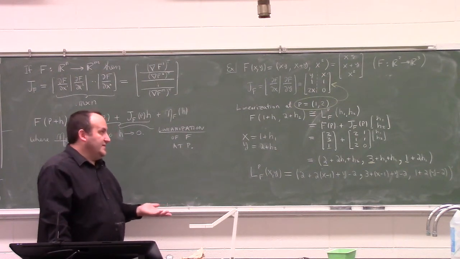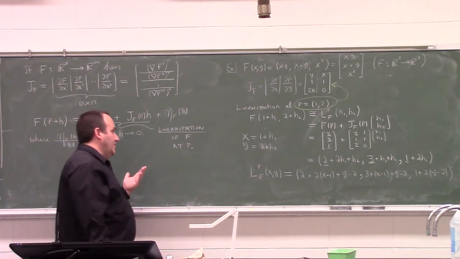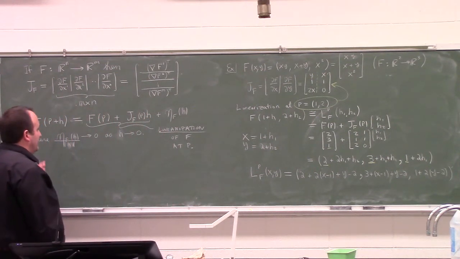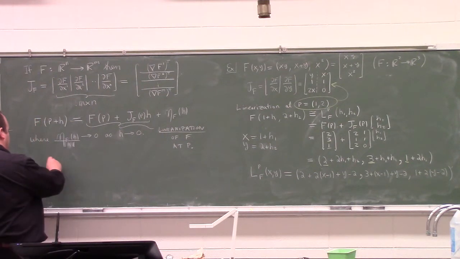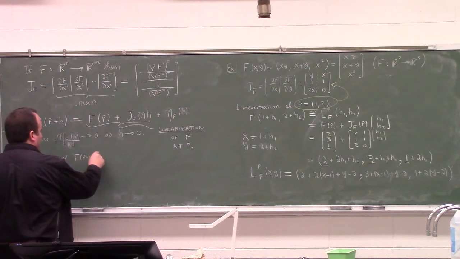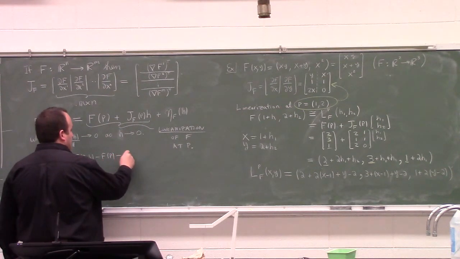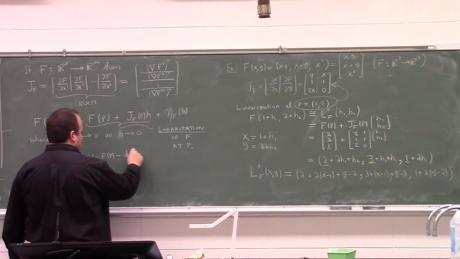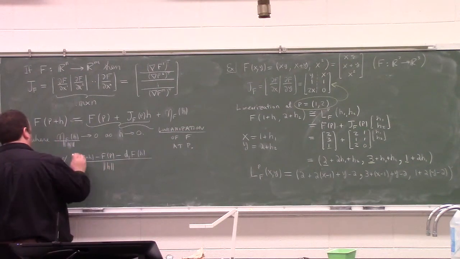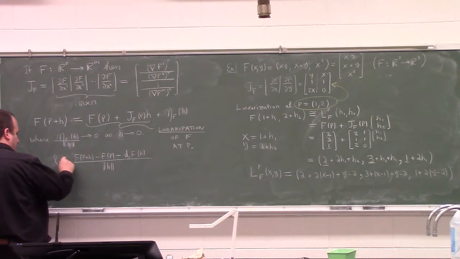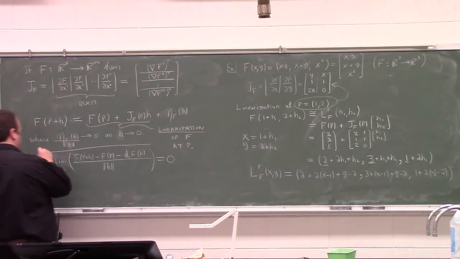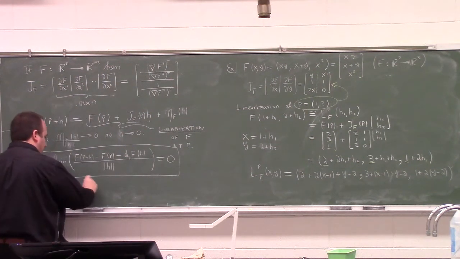And this is the best possible linearization in the sense that it minimizes a certain difference. Basically the definition is this, guys. You want f of p plus h minus f of p minus the differential at p of f of h, divided by the norm of h, and the limit as h goes to 0 of this equals 0. That's what I just wrote. This is the so-called Fréchet quotient.